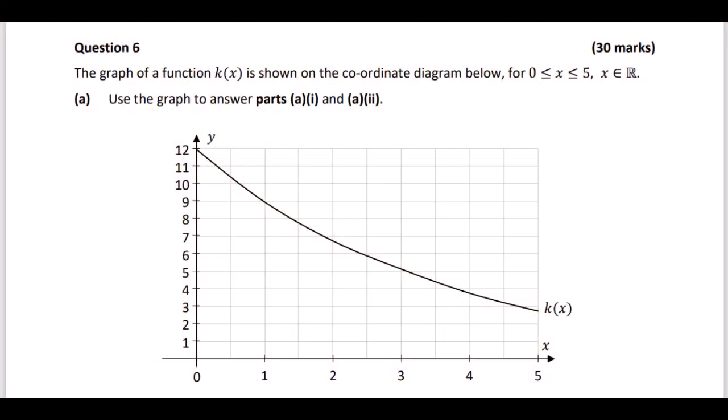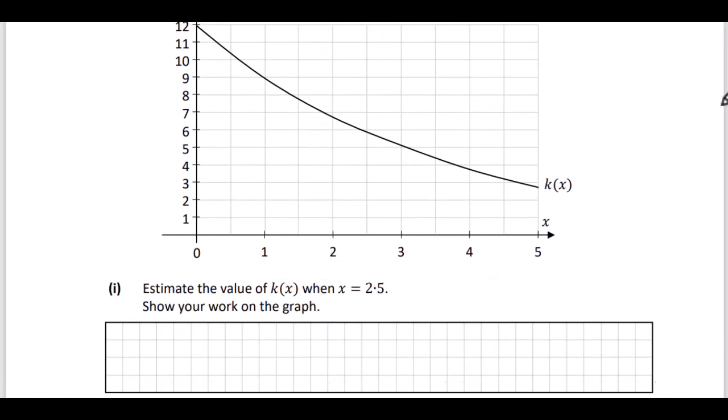Okay, so this is question 6. The graph of the function k of x is shown on the coordinate diagram below. x is between 0 and 5, and x is real. Use the graph to answer parts A, 1 and 2. Okay, estimate the value of k of x when x is 2.5. Show your work on the graph.